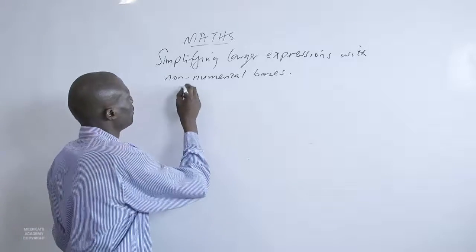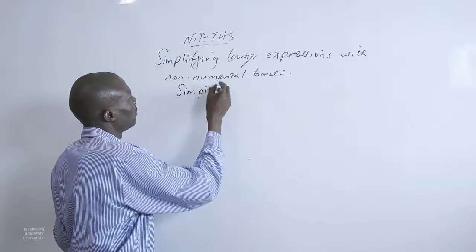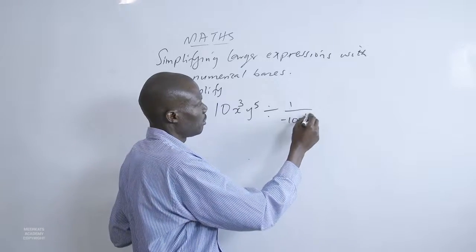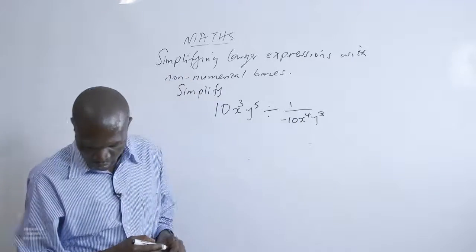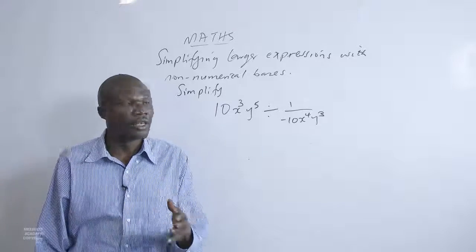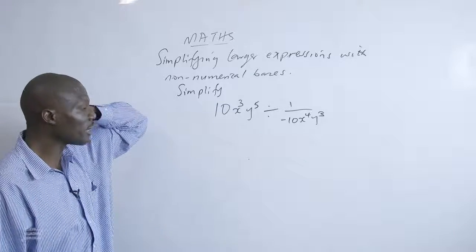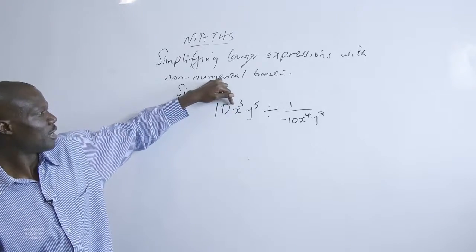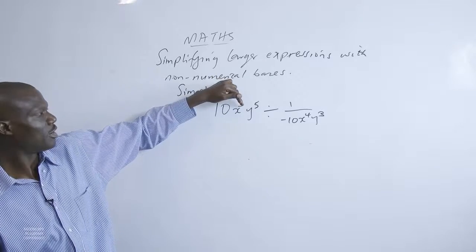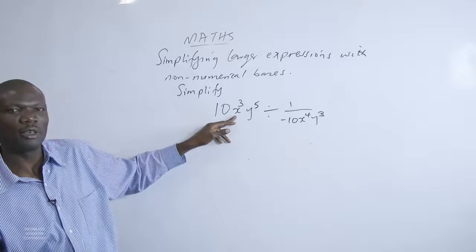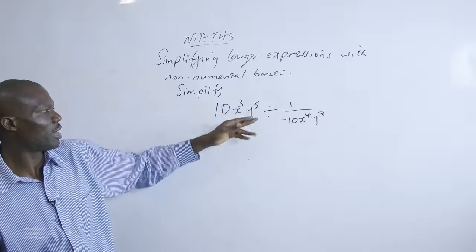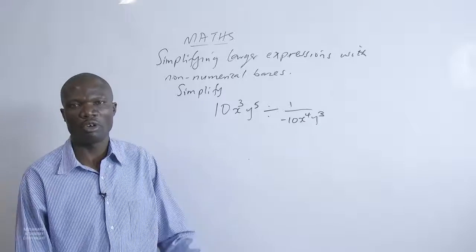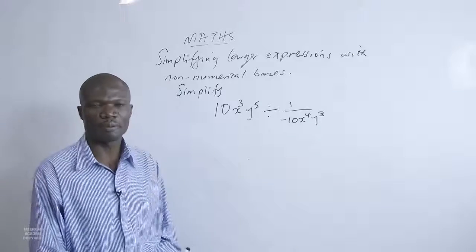Simplify 10x^3 y^4, or 10x^3 y^5 divided by 1 divided by minus 10x^4 y^3.